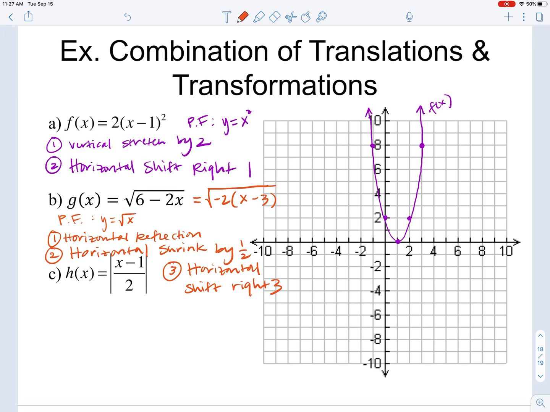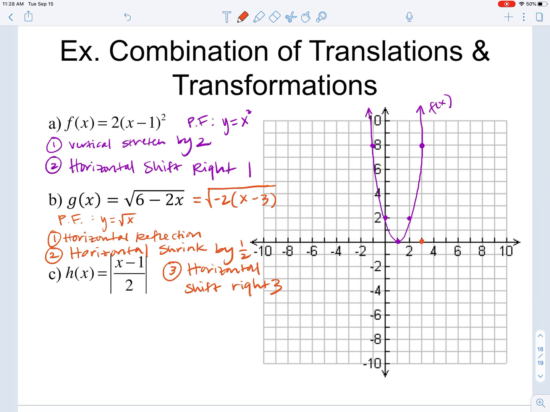So I'm going through the points that I'm familiar with from the parent function, going through this list with each of those points. The point that's at 0, 0: horizontal reflection, it doesn't go anywhere. Horizontal shrink doesn't do anything. Horizontal shift to the right 3 lands me at 3, 0.